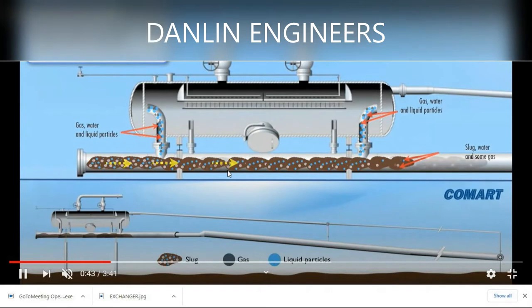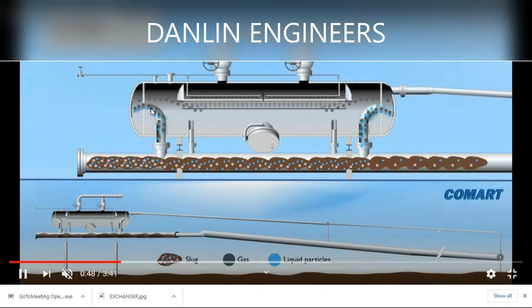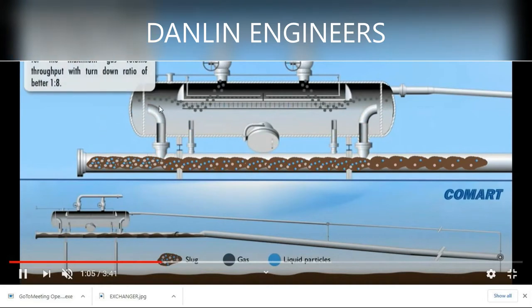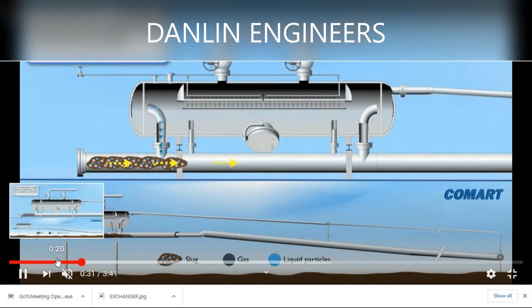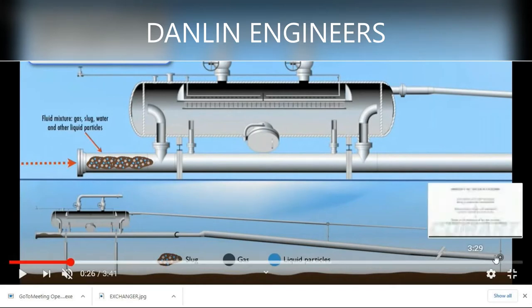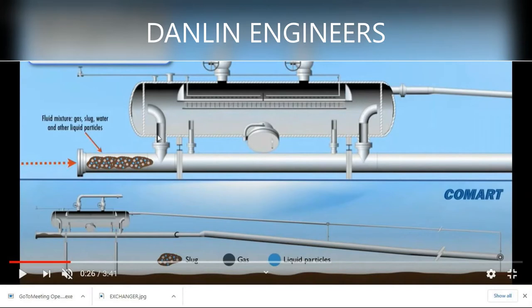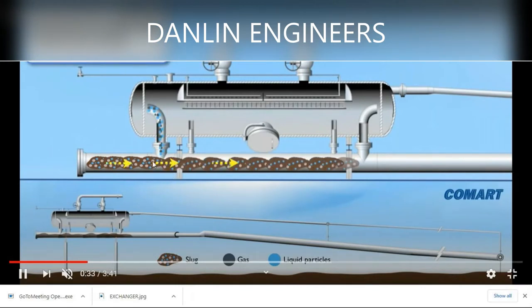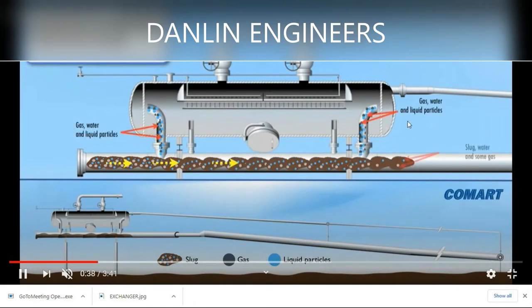Which one is the slug catcher? Just a minute. So this is the line which is collecting, and this is the vessel where the separation is taking care. This is a graphical thing only, so you can understand. The fluid mixture, gas, slug, water and other fluid particles come in via the main pipeline to the slug catcher area. Due to its heavier density, the slug will stay here, and the gas, water and liquid particles will go inside the catcher.